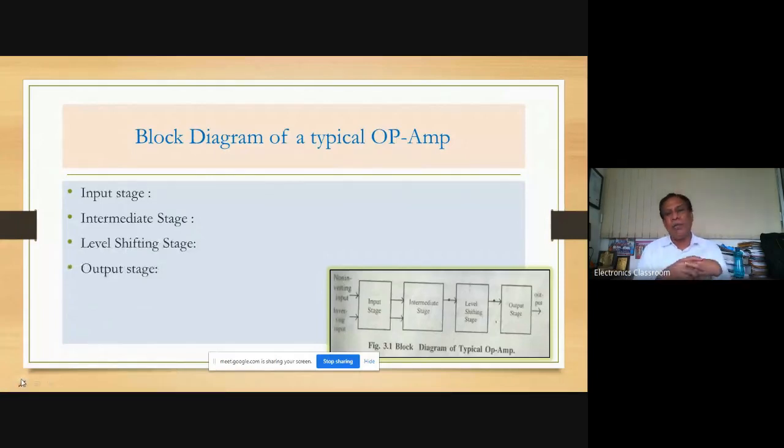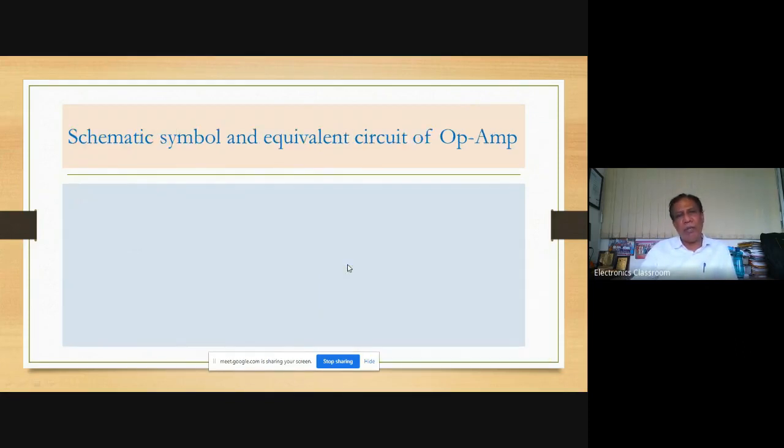to the load. Output stage चं काय काम आहे की the output stage is a push-pull amplifier, a power amplifier, and that power amplifier can provide sufficient gain or sufficient power to the load which is driven by it. So this is the task of the output stage. These are the functions of the various blocks of the operational amplifier.